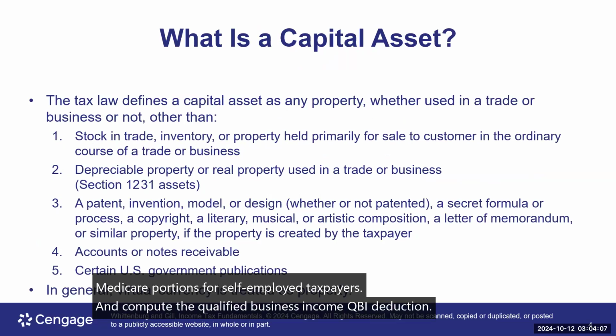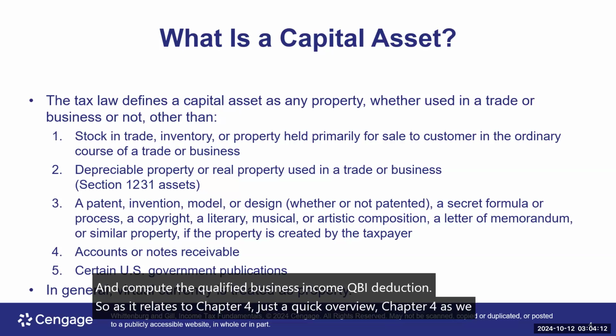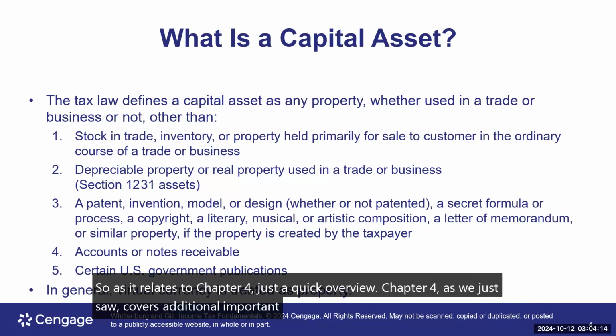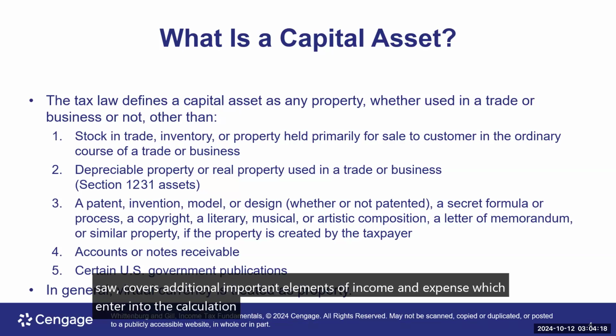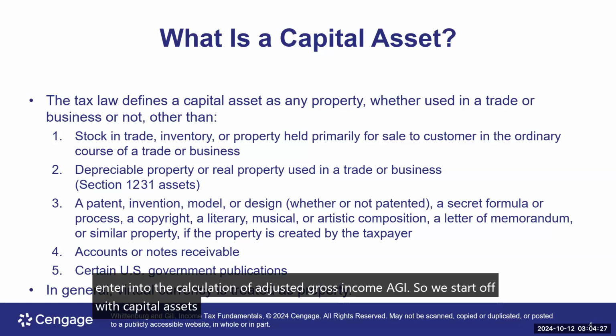So as it relates to Chapter 4, just a quick overview. Chapter 4, as we just saw, covers additional important elements of income and expense, which enter into the calculation of adjusted gross income, AGI. So we start off with capital assets. So what is a capital asset?